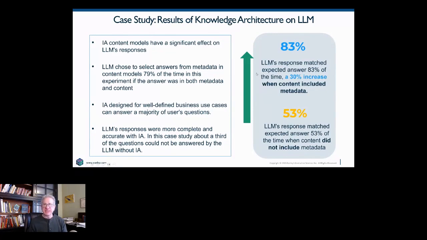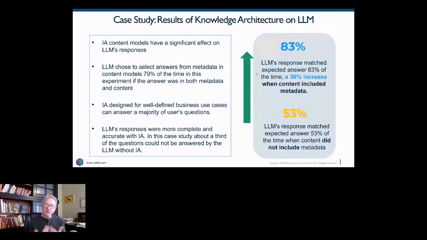Without the metadata, it was 53% accurate, 53% of the time. With the metadata, it was 83% accurate. So it had a huge effect on it. And many times it would choose from the metadata itself or choose from the content. It didn't matter. That's invisible to the user.